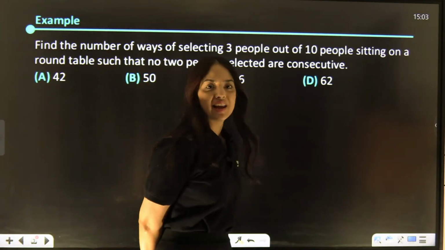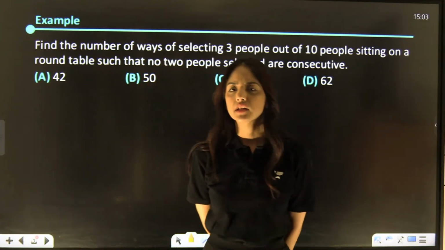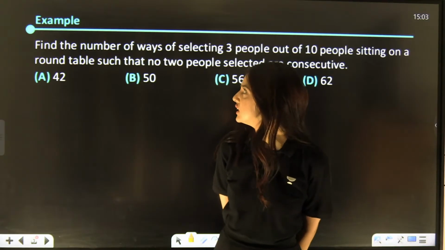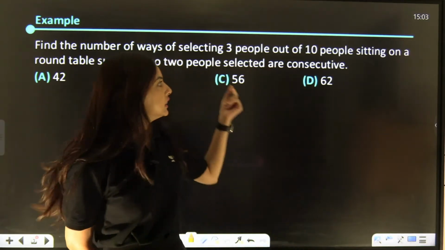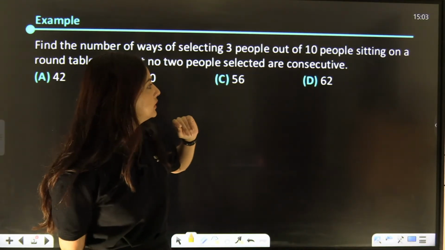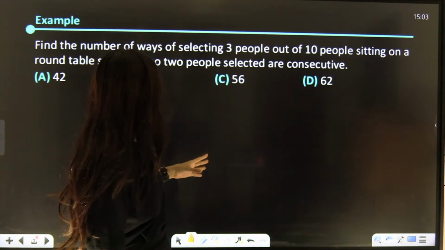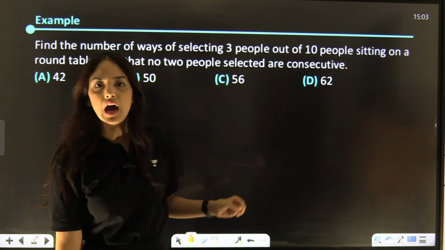So this was the last question that we did in the previous class, right? Find the number of ways of selecting 3 people out of 10 people sitting on a round table such that no 2 people selected are consecutive.